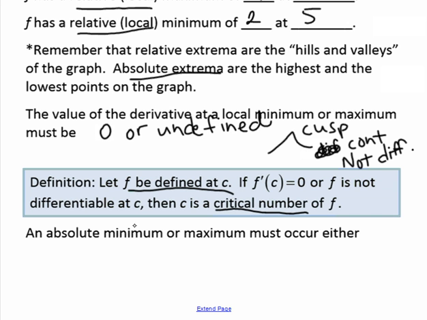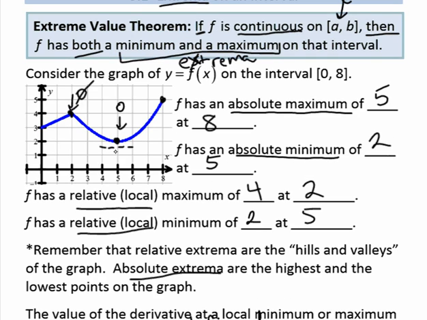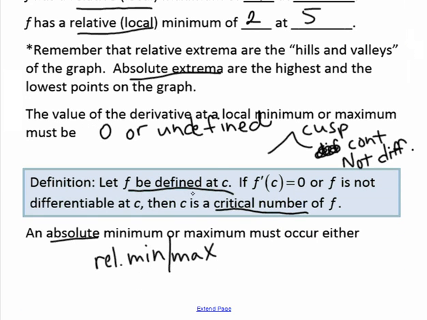Okay, so an absolute min or max must occur either at a relative min or max, as we saw in the very first example, which is here, these two places, or at an endpoint. Our absolute max in this example was at an endpoint. So when we talk about absolute max or mins, we're going to look not only at the relative mins and maxes, but also at endpoints. So that's very, very important. These definitions are very, very important, something that you're going to need to memorize.